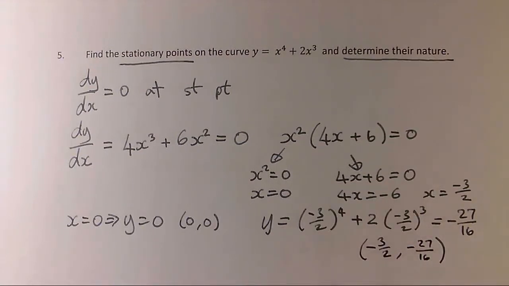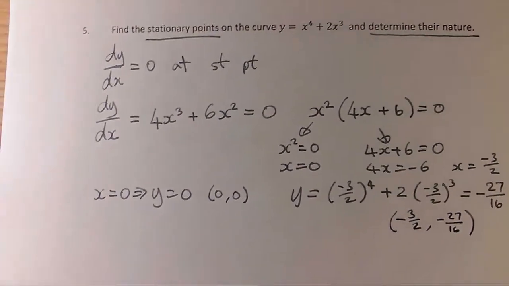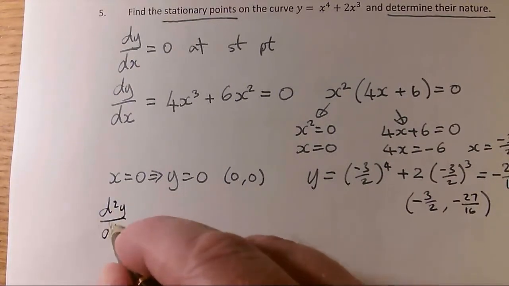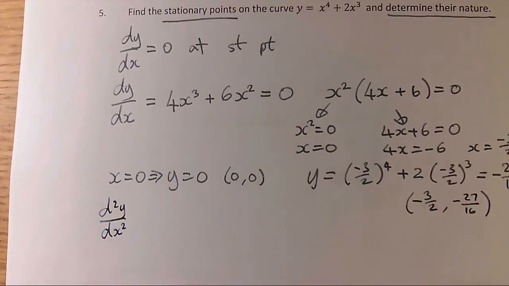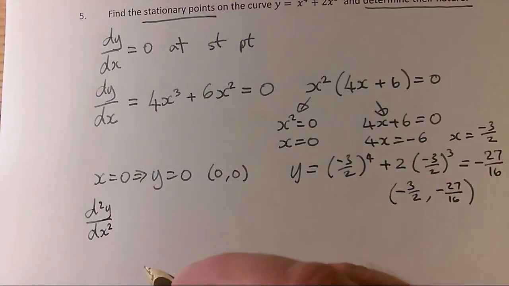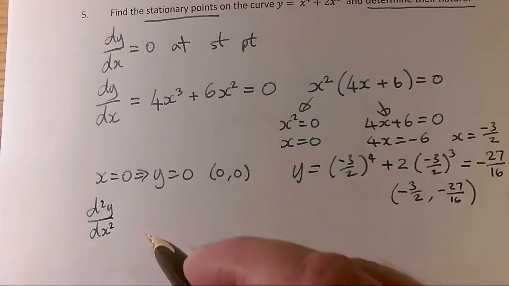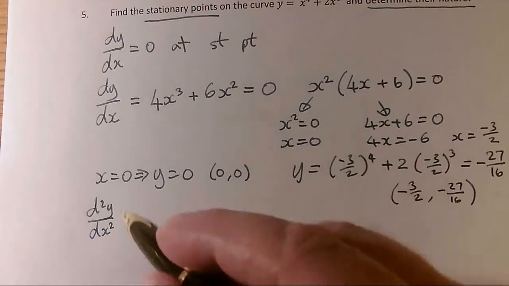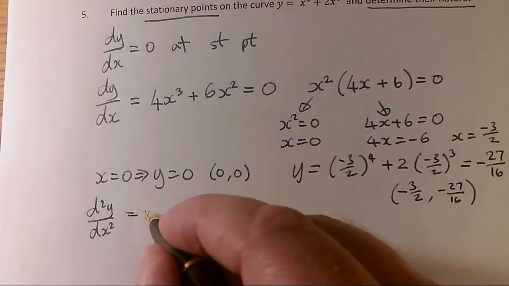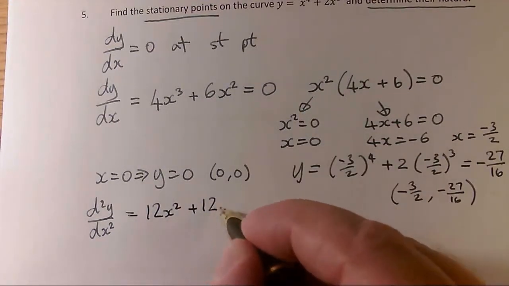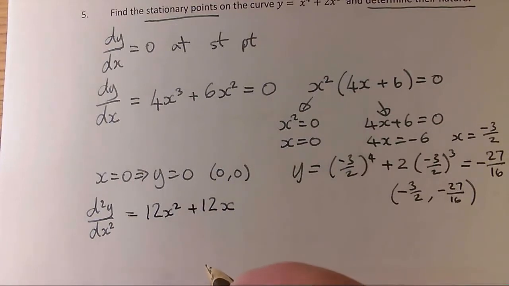Okay, but now I've got to work out what's going on at each stationary point. So one thing that can help is the second derivative. So d2y by dx squared tells me whether it's convex or concave, whether it's bending up or bending down, or whether it's feeling positive in a smile, or whether it's feeling negative in an unsmile. So for d2y by dx squared, I need dy by dx. Well, I've properly labelled it up here. So differentiate that again, and I'm going to get 12x squared, and the other one is going to be plus 12x.